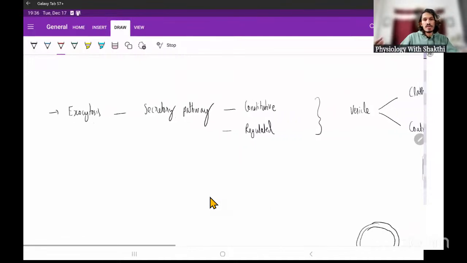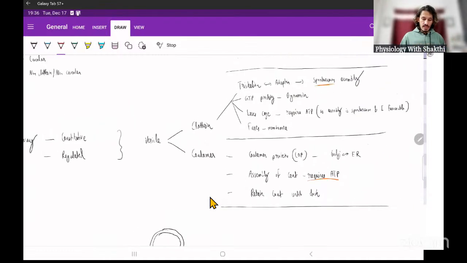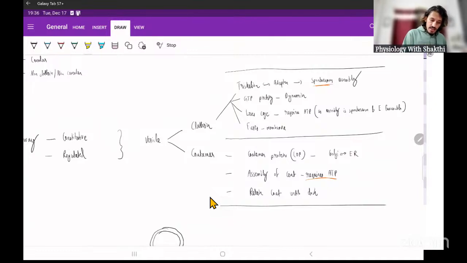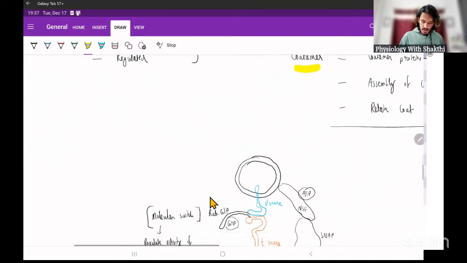Okay, so first we'll go to exocytosis. Again, one question we had seen over exocytosis. In exocytosis, you talk about two different ways of secretory pathway, a constitutive and a regulated mechanism. The vesicle, which is budding off from your Golgi apparatus, can either be coated with a substance like clathrin or a coatomer, and it will result in exocytosis. This difference is not important at your level, I think. Not many questions actually come from here, so I'm just going to go to the next place.